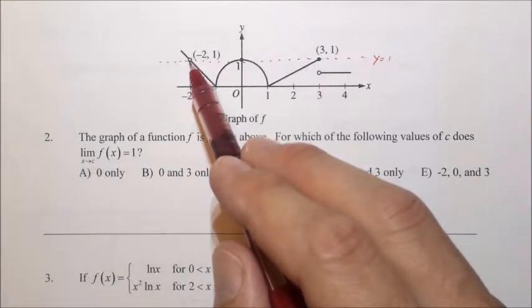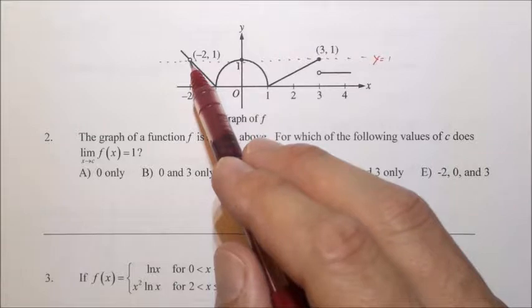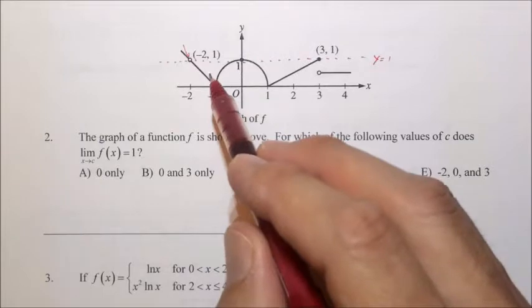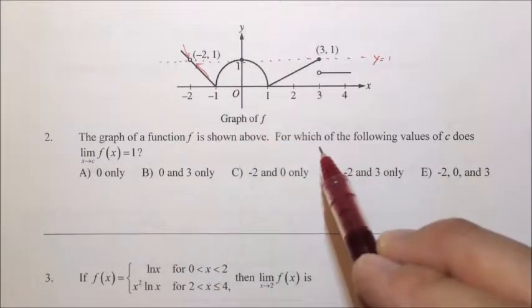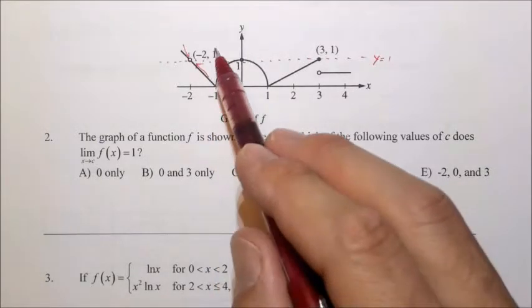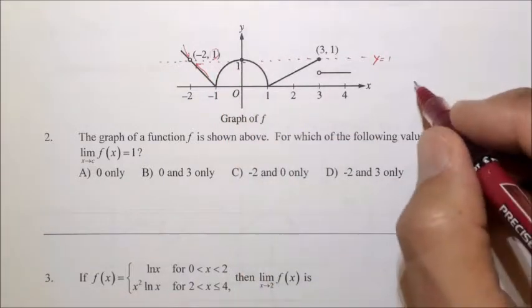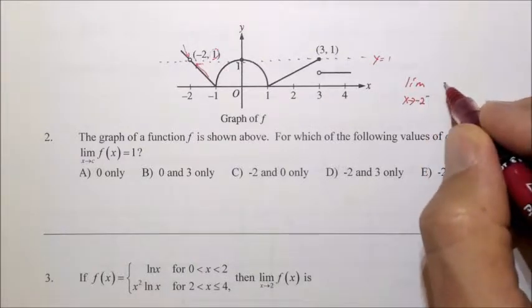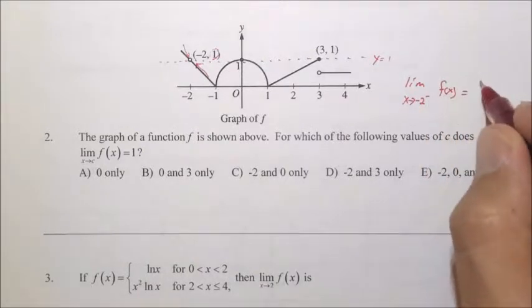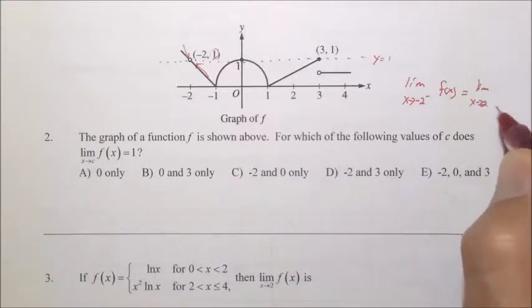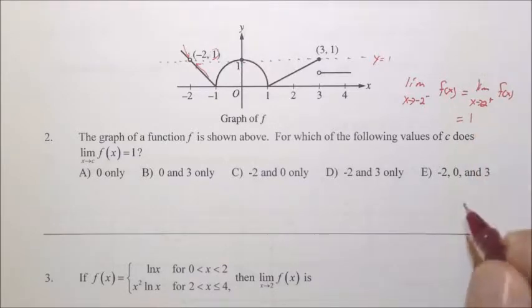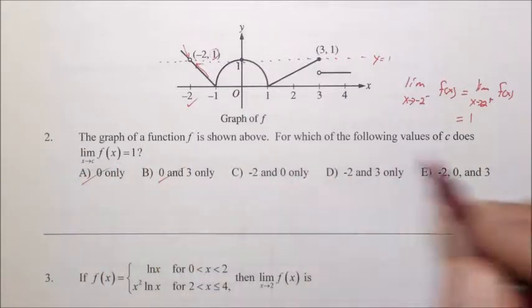So let's move over to the left side. We see this point right here. Now, f does not exist at x equals negative 2. But as we approach from the left and as we approach from the right, in both cases we are heading towards 1. The limit as x approaches negative 2 from the left of the function is equal to the limit as x approaches negative 2 from the right of the function. They're equal to each other, and in both cases they're equal to 1. So negative 2 checks off. That's part of our answer.